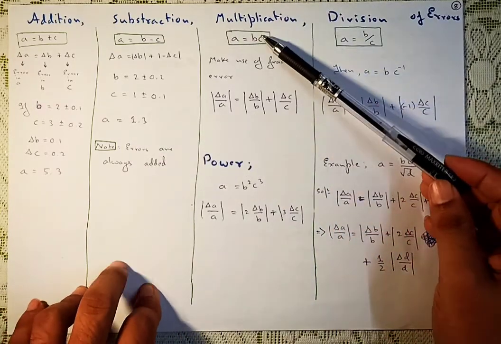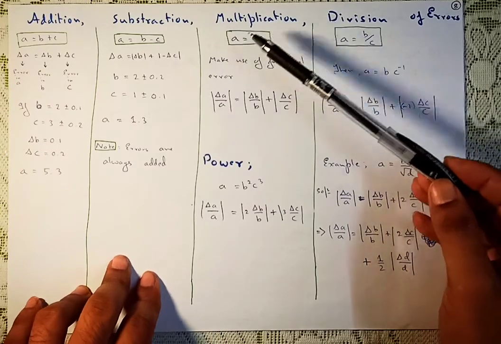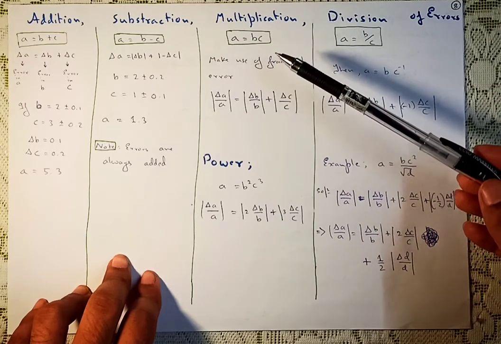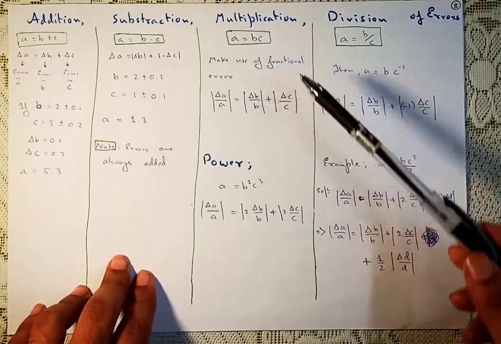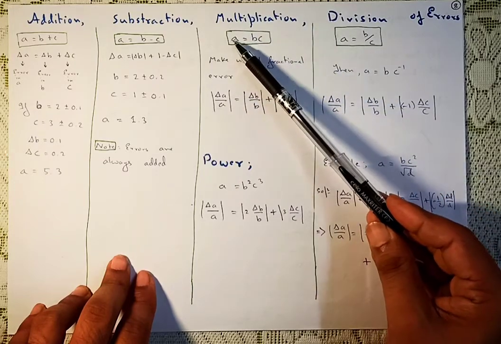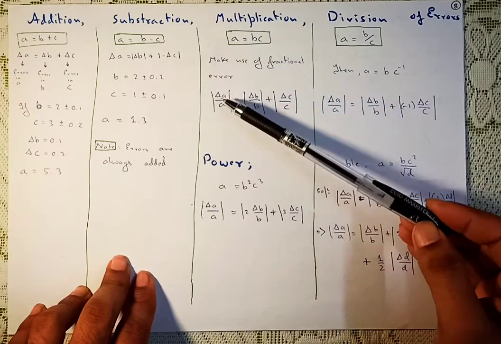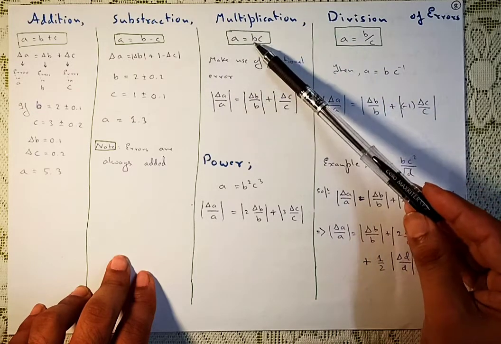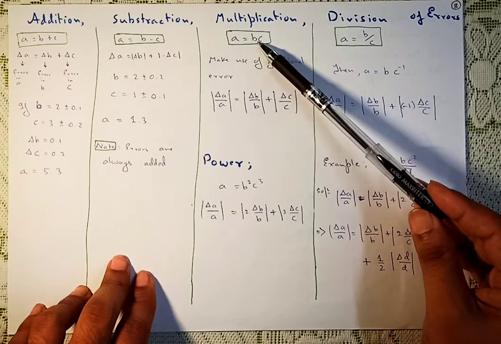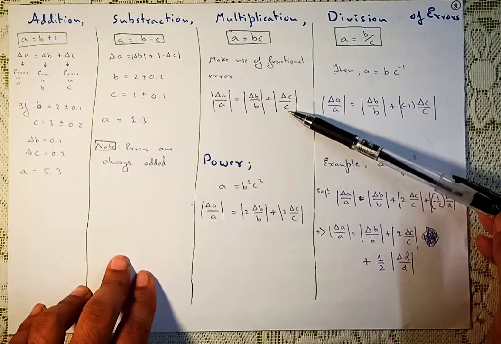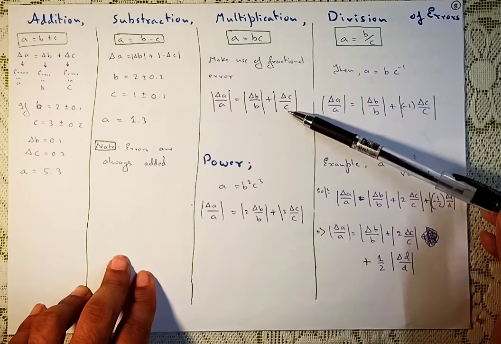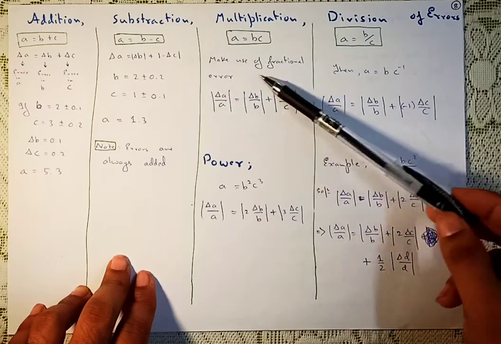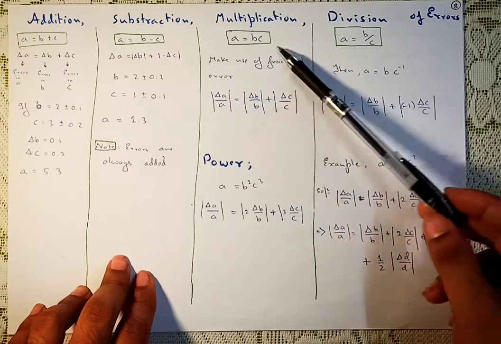Then multiplication. A is equal to B into C. In this case, we make use of the fractional error. Fractional error is a trick. So here, delta A divided by A is equal to delta B divided by B, plus delta C divided by C. These are tricks that can be used to solve the given quantity very easily.